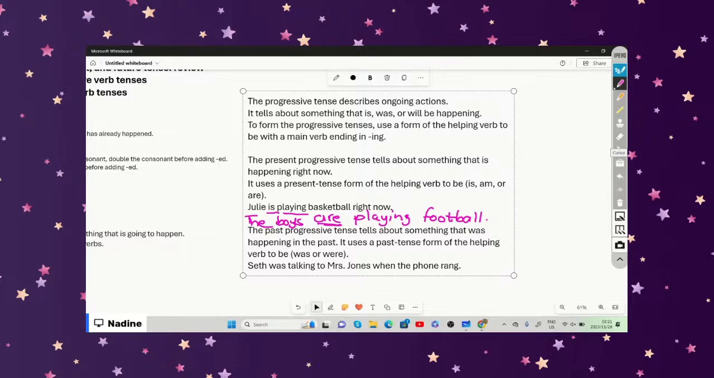Then we have the past progressive tense. And the past progressive tense tells us about something that was happening in the past. It happened already, was happening. So the past progressive tense tells us about something that was happening already. It was happening already.